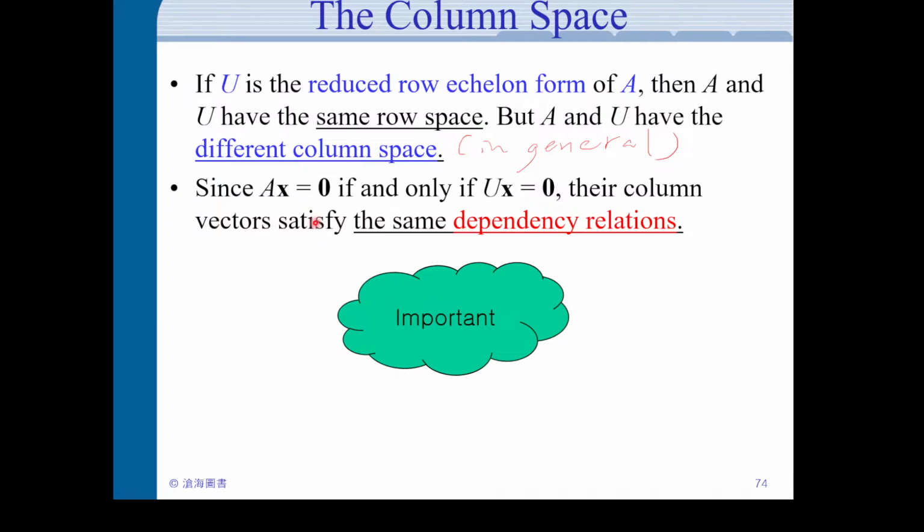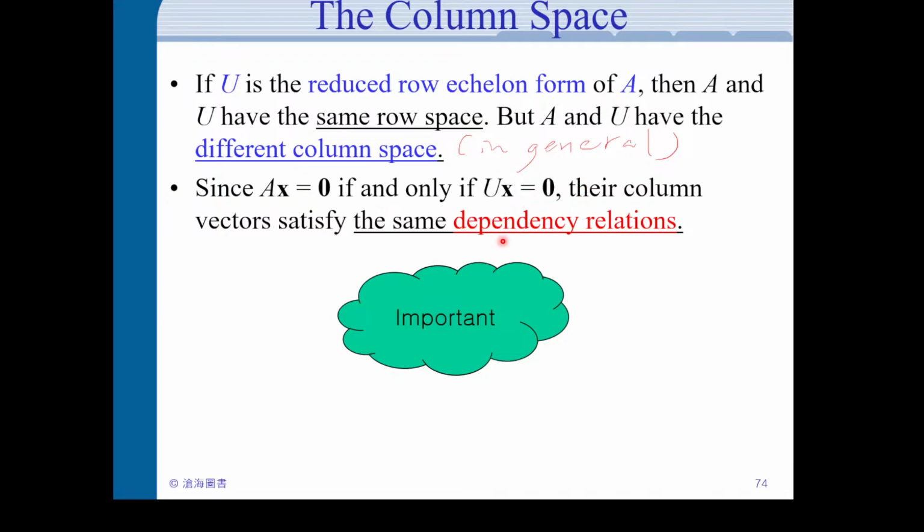So before we said that Ax equal to 0 if and only if Ux equal to 0. Now we interpret this equation as some relationship on the column space of A and the column space of U. We can interpret this as saying that the column vectors of A and the column vectors of U satisfy the same dependency relation. It means that if you have a certain linear combination of columns of A with your vector x equal to 0, then the same linear combination of columns of U will also be equal to 0.